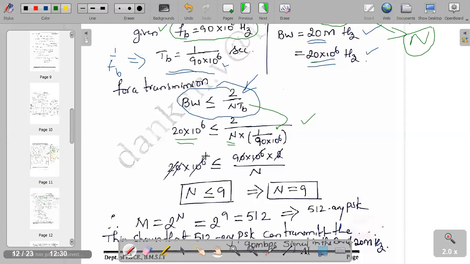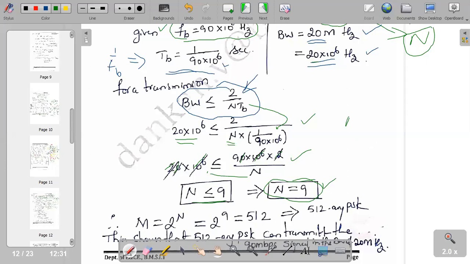So which is equal to, now what you can write is 20 into 10 power 6. You take this into the numerator, what you will get? It is 90 into 10 power 6 into 2 divided by n. If you cancel the 10 power 6 and 10 power 6, and you can cancel the 2 and 2, then if you take n on the left side, you can write n is less than or equal to 9. So the suitable value of n that can be achieved here is n is equal to 9.